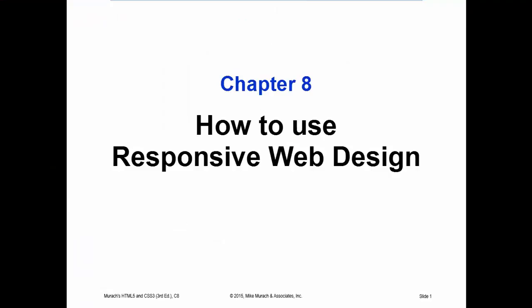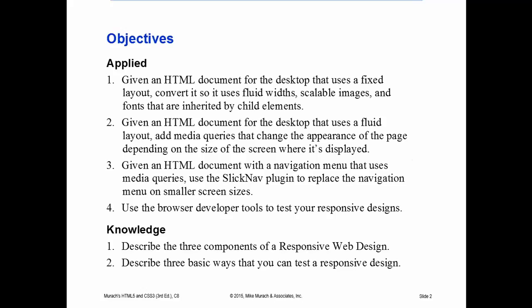Chapter 8 in the text starts on page 280. We have an introduction to responsive design, followed by how to implement a fluid design, followed by how to use CSS media queries, and finally a page that does use responsive web design. We actually talked about responsive web design in Chapter 1, so you may or may not remember it. Given an HTML document for the desktop that uses a fixed layout, convert it so it uses fluid widths, scalable images, and fonts inherited by child elements.